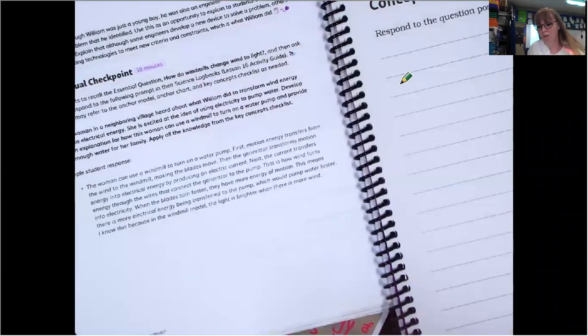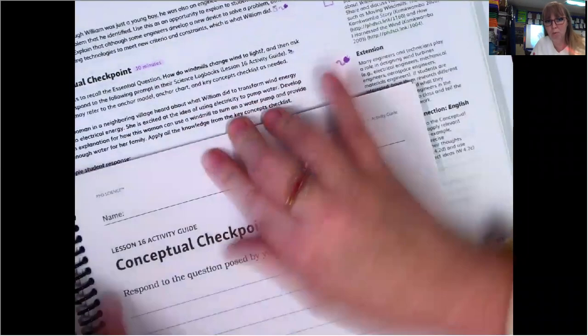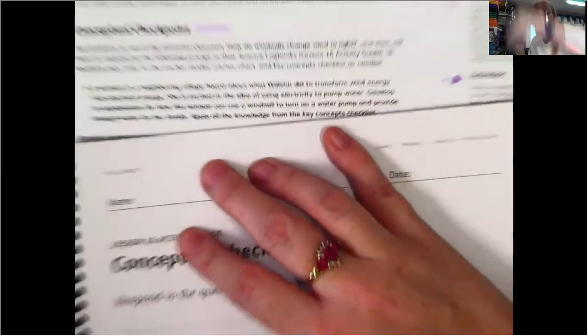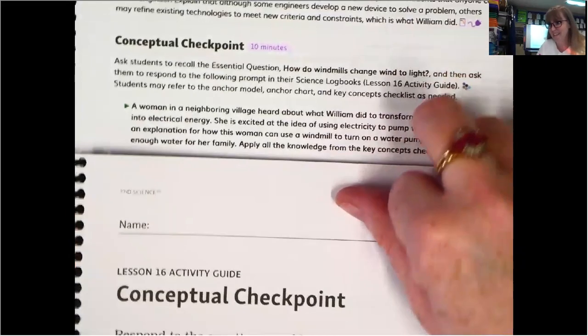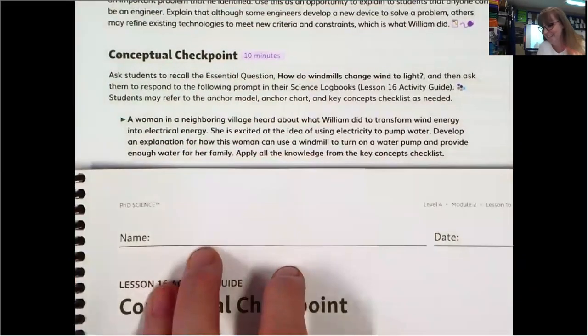Okay, so on Wednesday, you have a conceptual checkpoint. And the conceptual checkpoint is this. I'm going to zoom in. And for those of you in class, I'm going to change up the way my Elmo is for tomorrow, so it's not up on this big box, although it is nice to have somewhere to put my stuff.